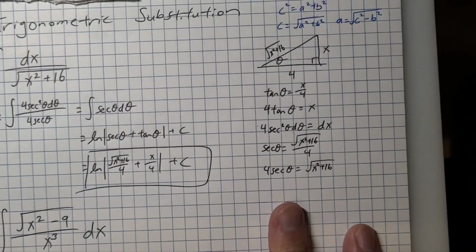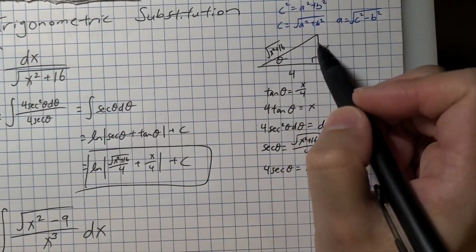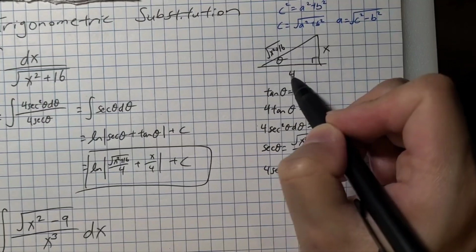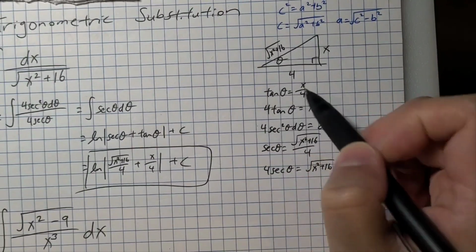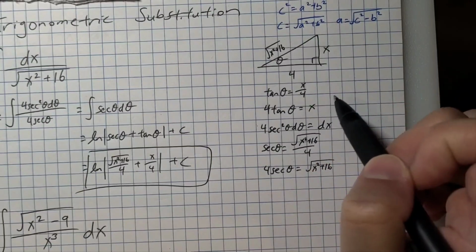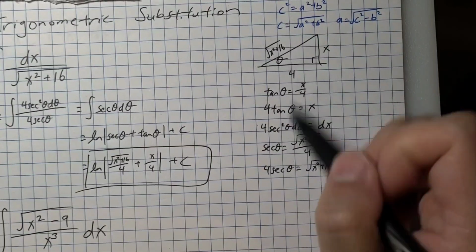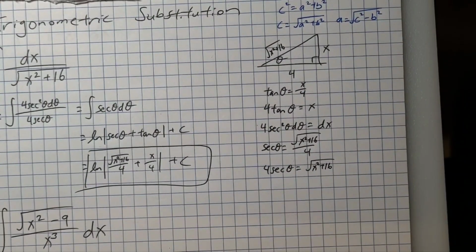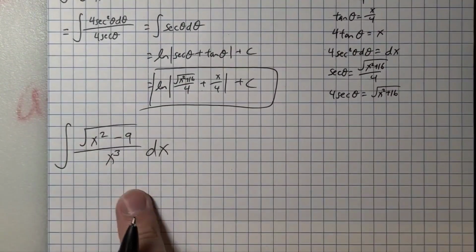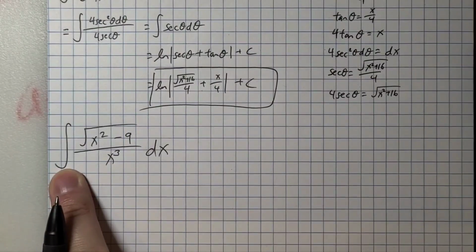So as I was saying earlier, if you flip the sides, so if you put 4 over here and x over here, you would get cotangent theta is x over 4 as your substitution. So the trig relations will look a little different, but in the end, you should still get the same answer. Okay, so I'll let you try that on your own. This is a crash course.